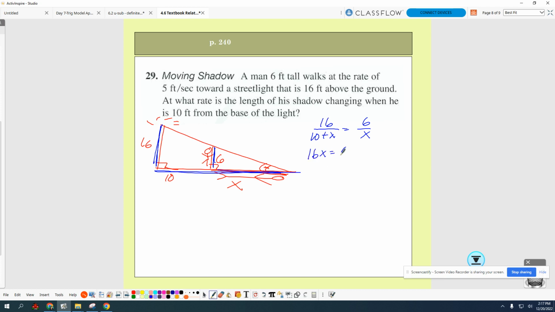Carmen was saying to finish this, she cross multiplied and got 16x equals 60 plus 6x, subtract that, and x goes down to 6. But I needed to do something first. I need to somehow have these rates relate to each other. I need to do the derivative of something.